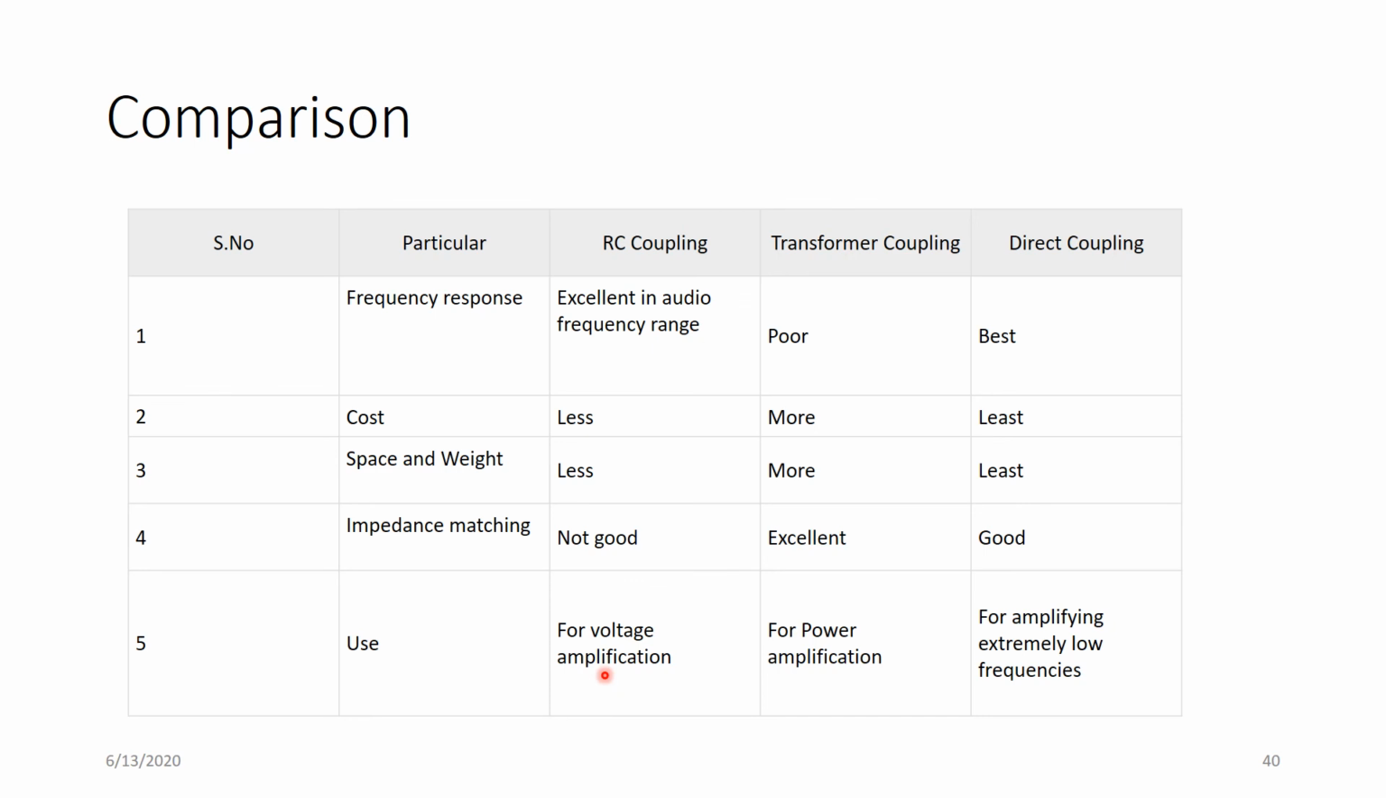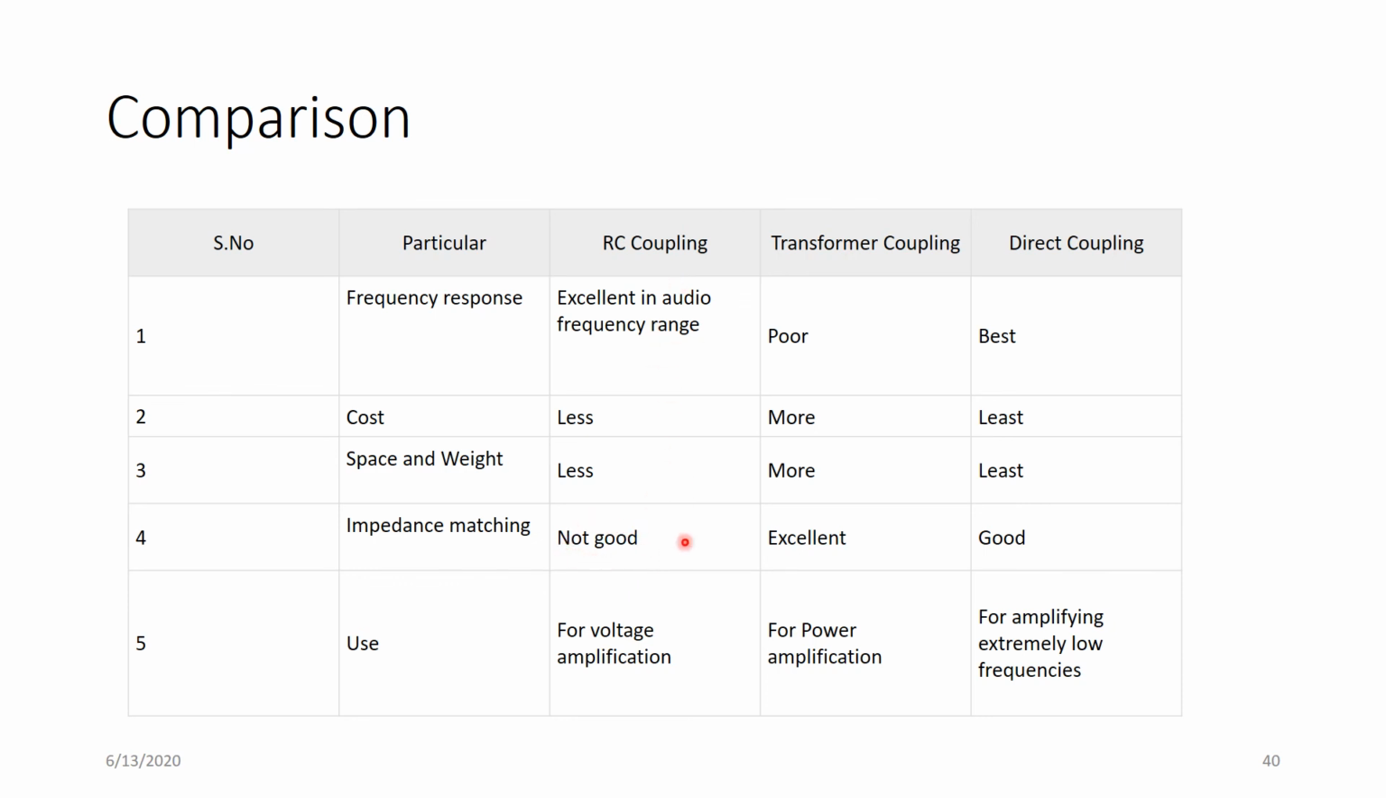Cost wise, RC coupled amplifier is less. Transformer coupled is expensive because you are using a transformer over here, and direct coupling is the least. Space and weight: RC coupled multi-stage amplifiers are less bulky. Transformer coupled amplifiers are very bulky because the transformer is huge, and direct coupling is the least.